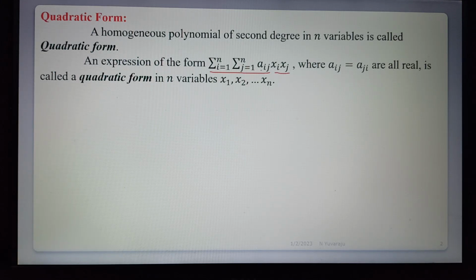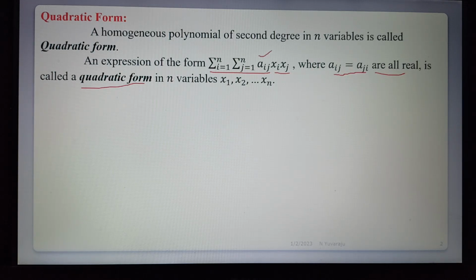Here aij means the coefficient. In that, aij is equal to aji, and the terms are equal. For example, a12 equals a21, a13 equals a31. The coefficients of x1x2 and x2x1, x1x3 and x3x1 must be equal, and all are real. This is called a quadratic form in n variables x1, x2, up to xn.